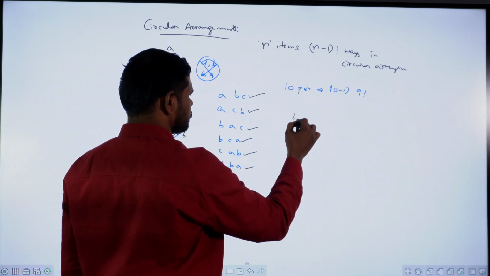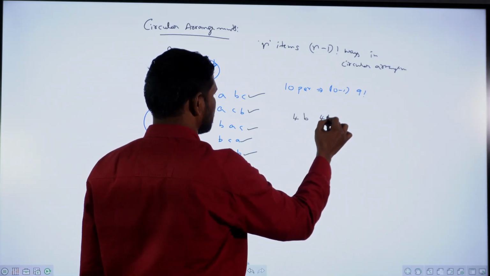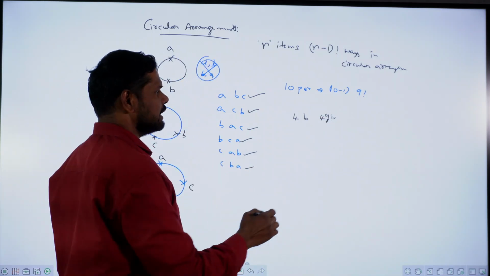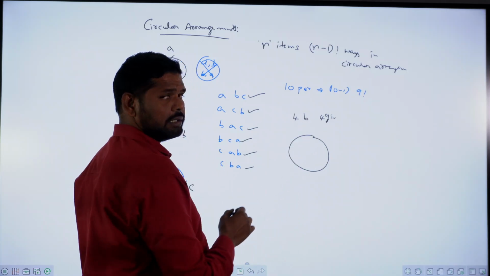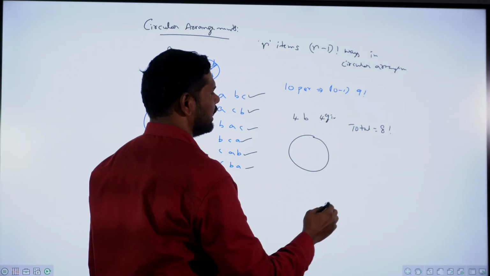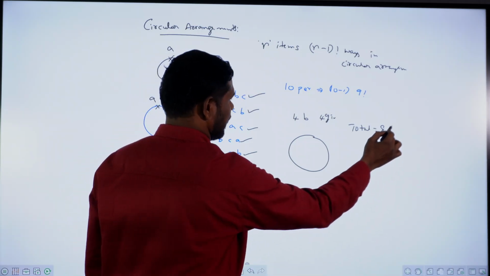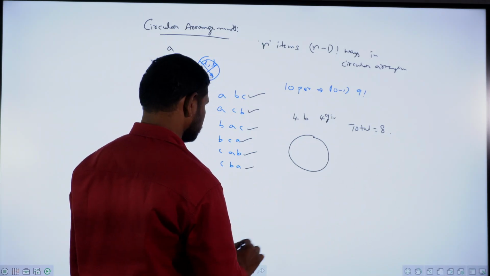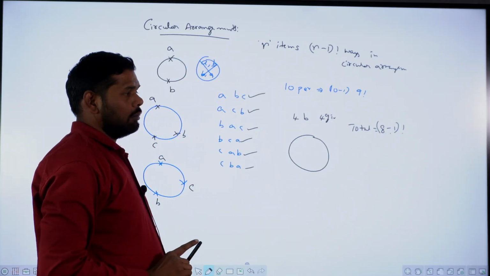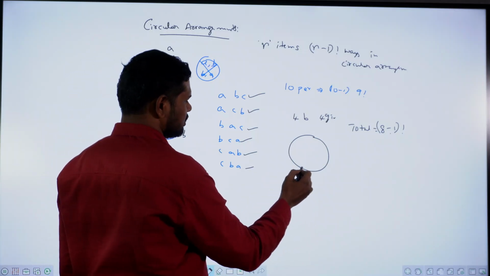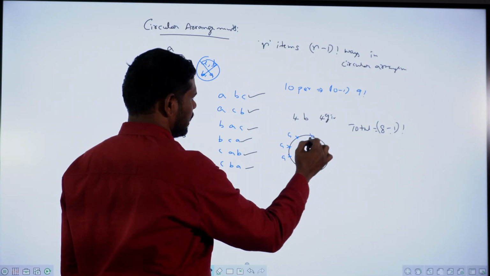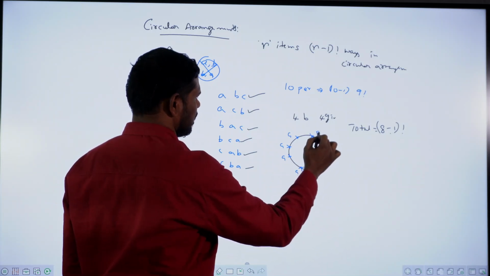Suppose now 4 boys and 4 girls are there. How many ways can we arrange the 4 boys and 4 girls in a circle? Total 8 members are there, so 8 can be arranged in 8 minus 1 factorial ways. But if all girls sit together, 1, 2, 3, 4 are all girls, and 1, 2, 3, 4 are all boys.